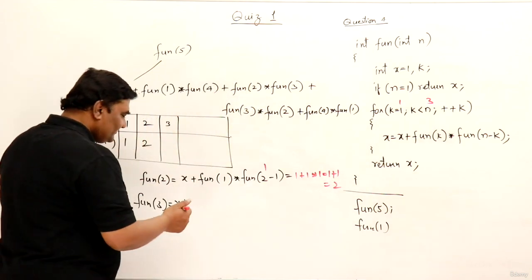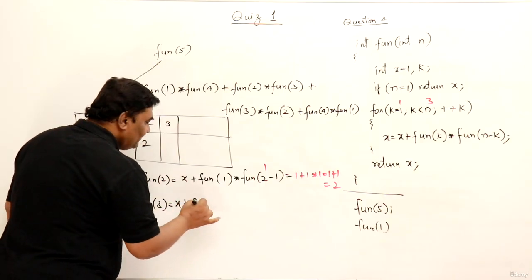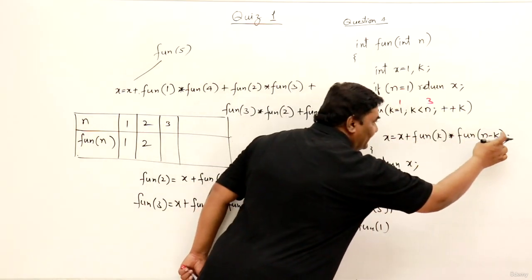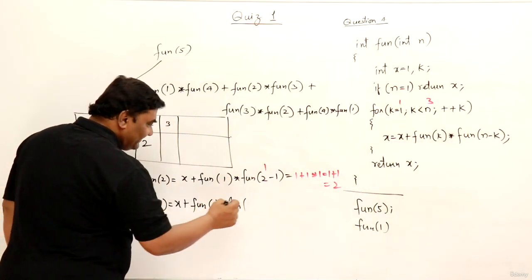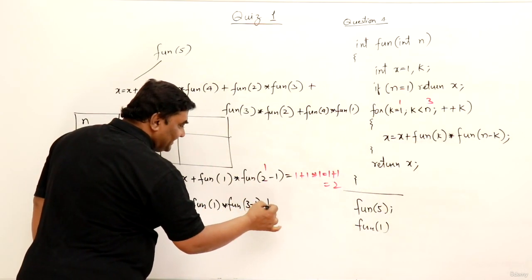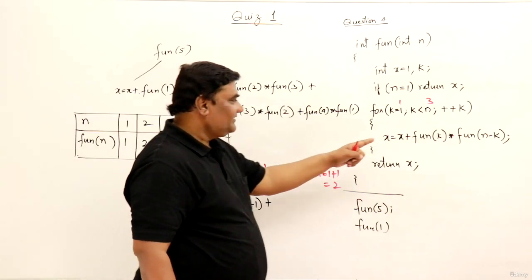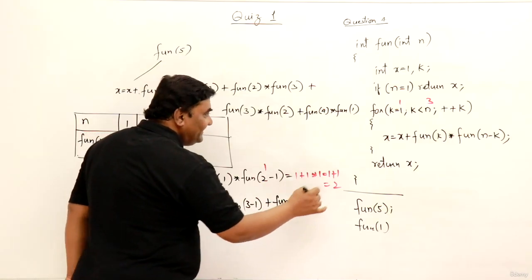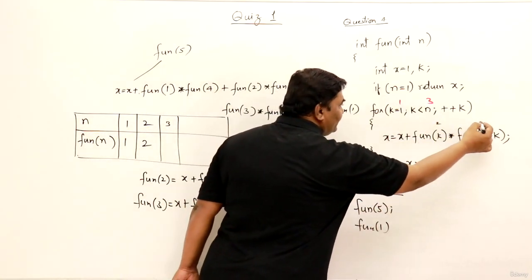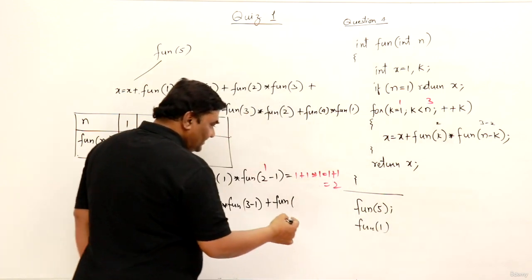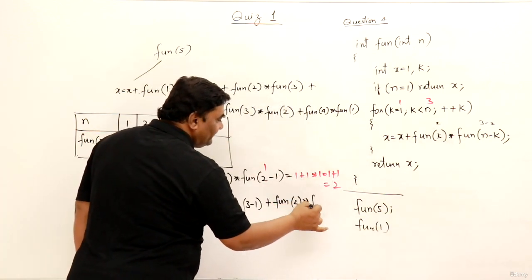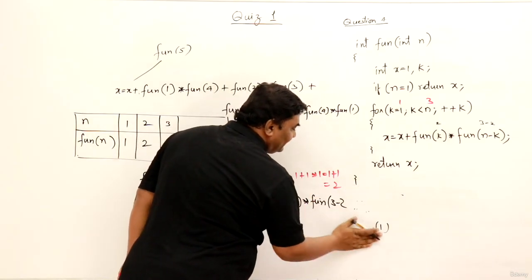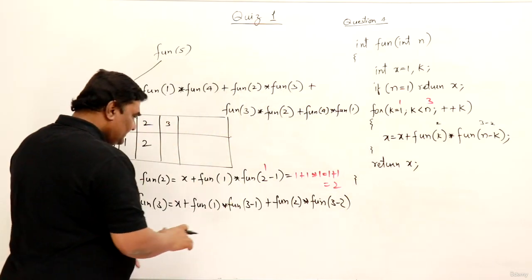Let us put it here. So x plus fun of k, where k is 1, and fun of n minus k. What is n? 3, right? So 3 minus 1. Plus, one more time it will repeat, and it will be accumulated in this one only. This time, fun of k is 2, so this is 3 minus 2. So fun of 2 into fun of 3 minus 2. Okay, I'll remove this. Now let us solve it.